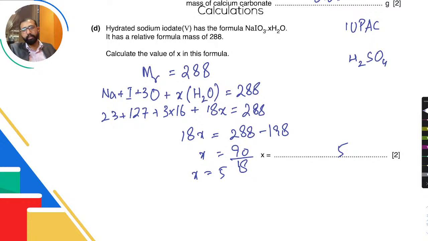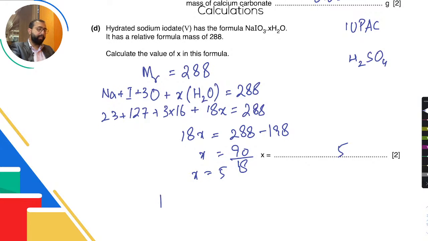So what is it telling me? It's telling me that 5 moles of water are attached to sodium iodate. Now, what do we call this water? You might remember this is called water of crystallization. And secondly, how do you get rid of it? Just heat to constant mass.